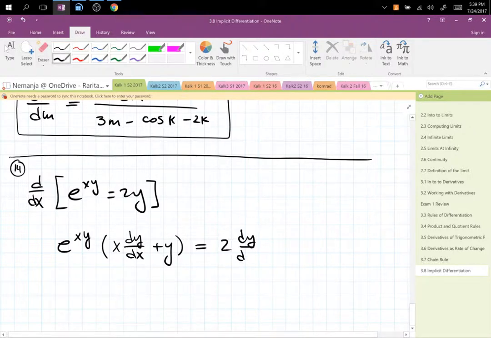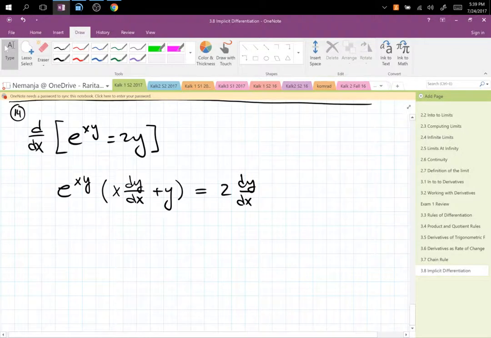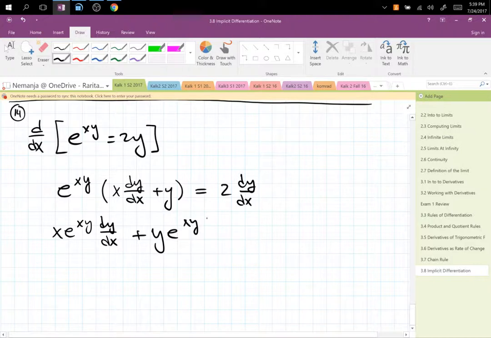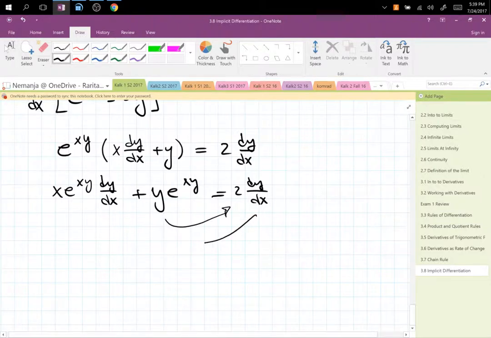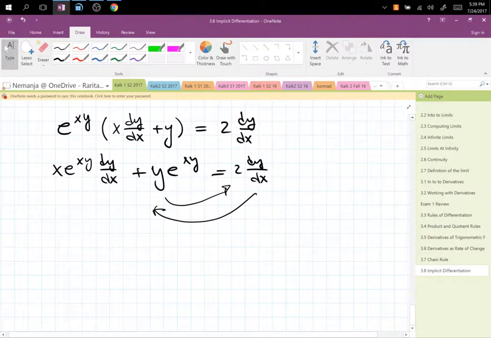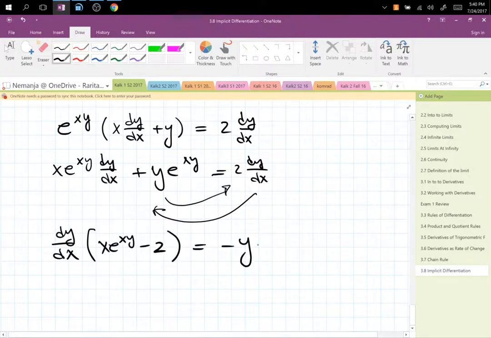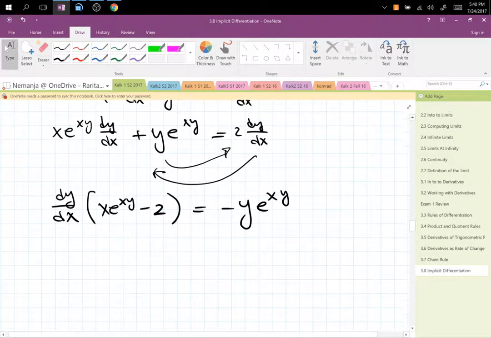dy dx. And now we have to distribute. So we have x e to the xy dy dx plus y e to the xy is equal to 2 dy dx. Move this term this way, move this term that way to get dy dx on the same side. So dy dx, and then factor out x e to the xy minus 2 equals negative y e to the xy. And finally, this is the answer.